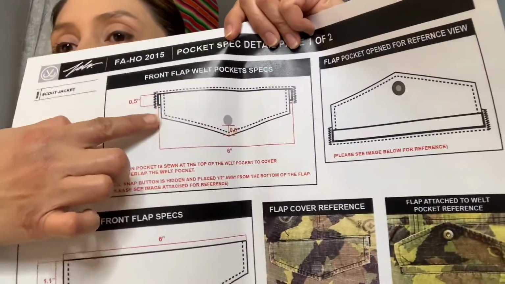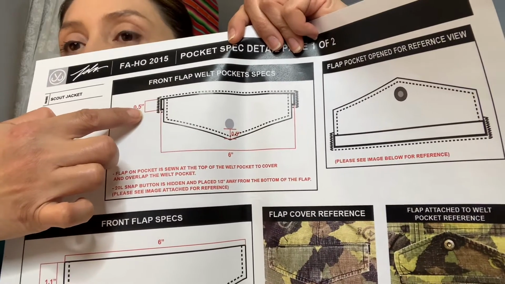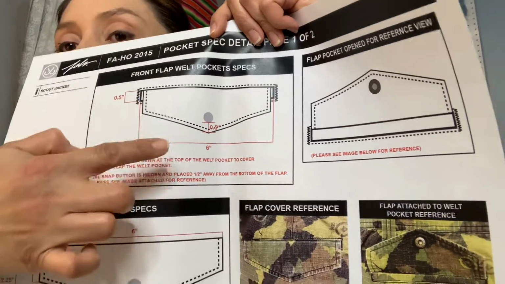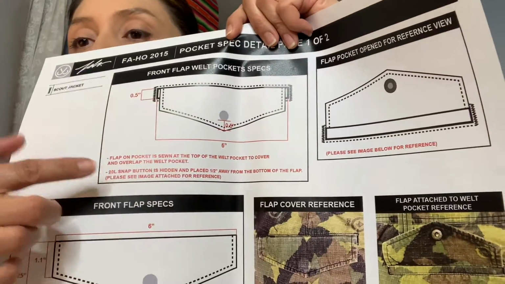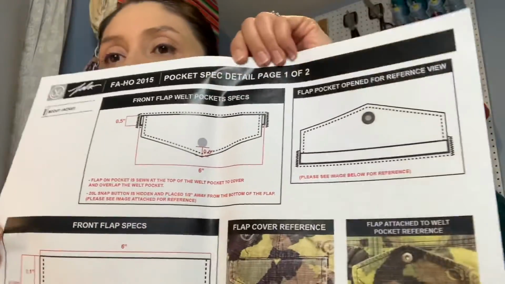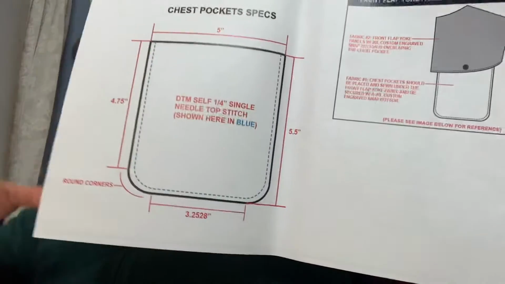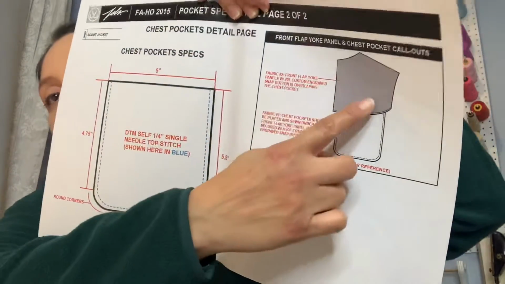You have to measure it. Make sure they're using the right stitching. It's a zigzag stitch, half inch. And it tells you exactly what kind of button, where to place the button, snap button. So that's just the pocket. Here's the flap yoke pocket, the size of the pocket, and then the yoke. So it goes on, and this is a very detailed spec sheet.